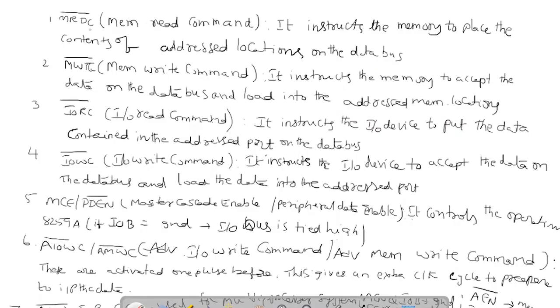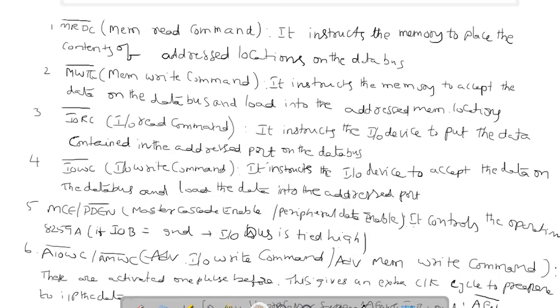This MRDC bar is the memory read command. Generally it instructs the memory to put the contents of the addressed locations on the data bus. Coming to MWTC bar, the memory write command, it instructs the memory to accept the data on the data bus and load it into the particular memory locations. Next, IORC bar, the IO read command, instructs the IO device to put the data from the specified address port on the data bus. And IOWC bar is the IO write command, which instructs the IO device to accept the data on the data bus and load it into the particular address port.